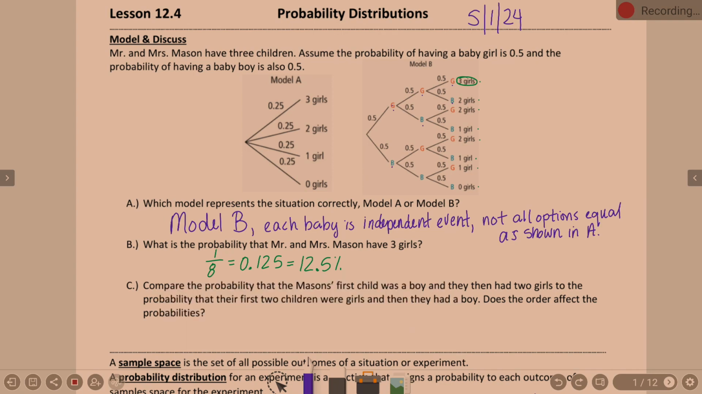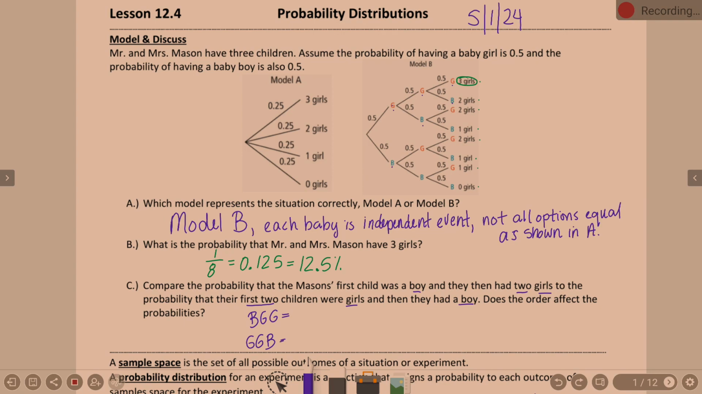C. Compare the probability that the Masons' first child was a boy, and then they had 2 girls, to the probability that their first 2 children were girls, and then they had a boy. Does the order affect the probabilities? So first child was a boy, and then they had 2 girls. That would be boy, girl, girl. Compared to, first two were girls, and then they had the boy. So girl, girl, boy. In both situations, we're looking at two girls, yes?